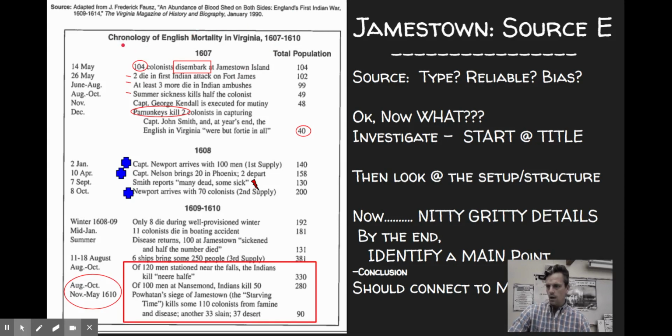All right, break down the title here. Chronology of English Mortality in Virginia. Chronology just means a timeline, like a timeline list of English mortality. Tell the people in your group, what does mortality mean? Death, yeah. So chronology of English death rates in Virginia, 1607 to 1610. 1607, that's when they first show up. And 1610, that's going to be the winter. That's going to take us through that starving time when they come out the other side.